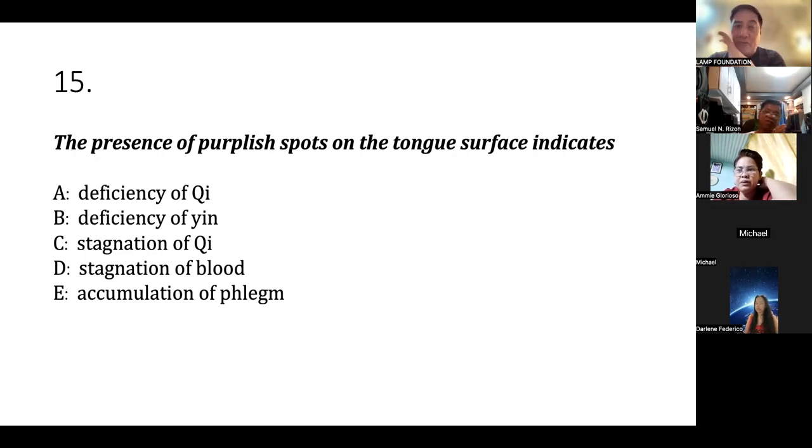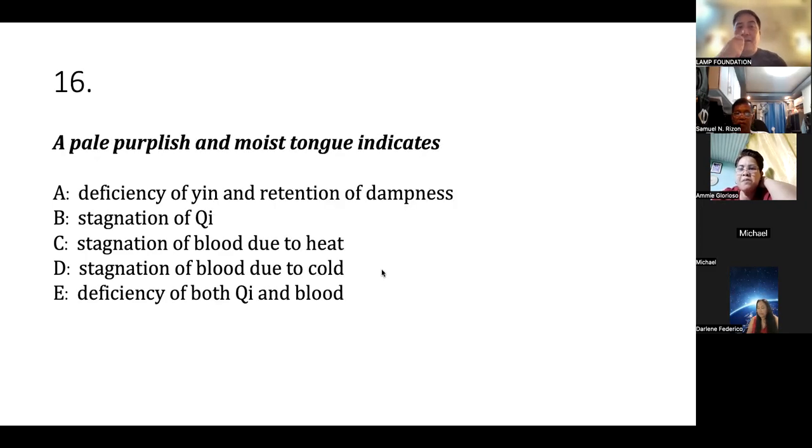And to find out pag may early blood stagnation na, early stage, look under the tongue. Kasi minsan wala pang purplish spots. Hindi pa purple yung kulay ng tongue, pero ang kapal na ng sublingual veins. So this is the best time to really start treating the patient. Number 16.